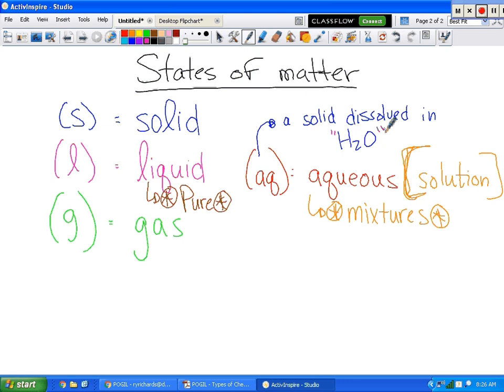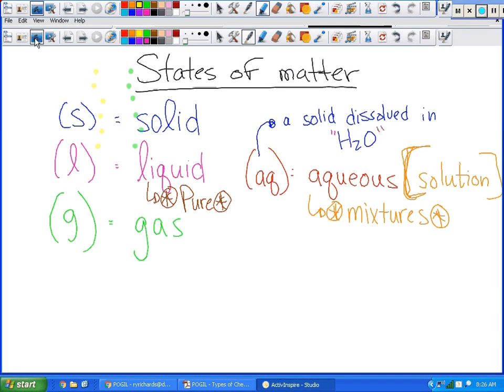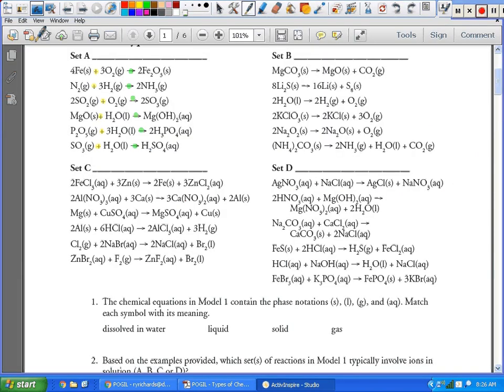I'm going to come back over here and let's look at this. So right here, it has water as an L, but it has MgOH as AQ. So what does this mean when it says H2O(L)? That means that whatever you're containing that H2O in, the only thing in that container is pure H2O. 2 hydrogens and 1 oxygen chemically bonded together.